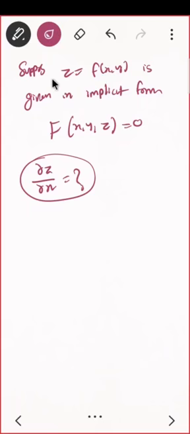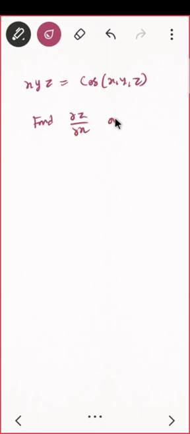See, the question is, suppose z equal to f of x y is given in implicit form, and there is no way to make it in the other form and do the calculation. And in the question they are asking dou z by dou x. Let me just give you one example. Suppose the function is this: x y z equal to cos of x plus y plus z. Find dou z by dou x and dou z by dou y. How will you do that?